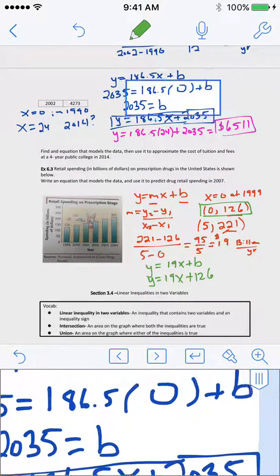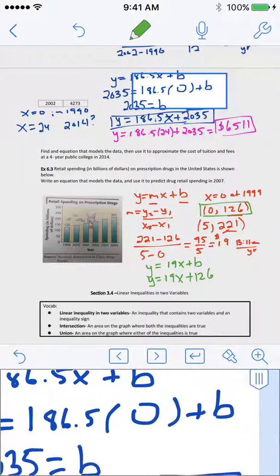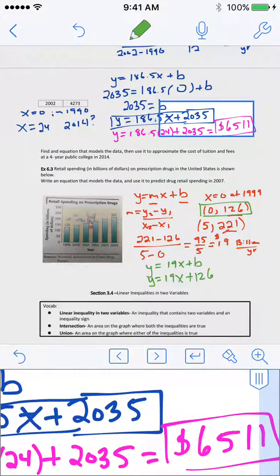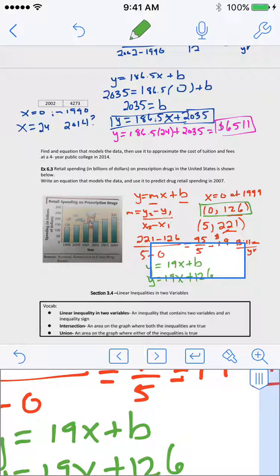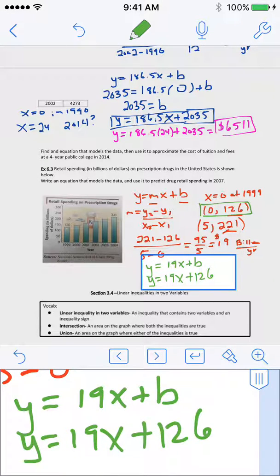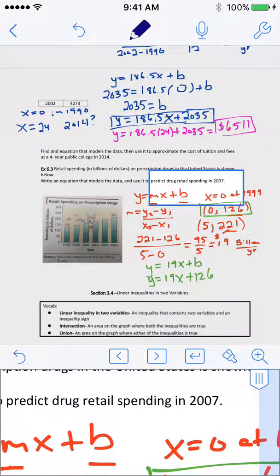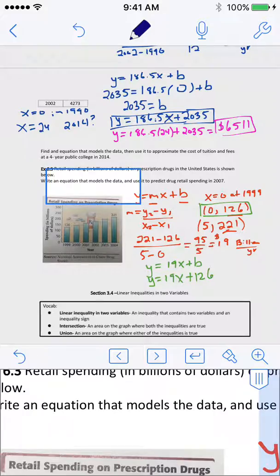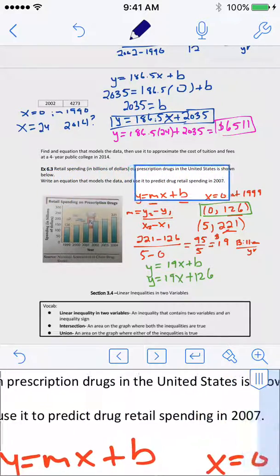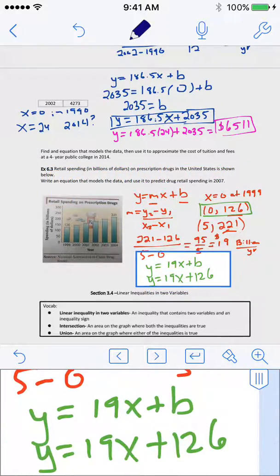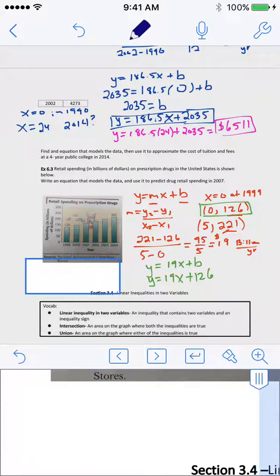We could have done that in the last one as well. Notice when we didn't, we used 0, we still got the same b, and that's totally fine. You're welcome to do that, but it's a little shortcut. If you see the 0 on the page, you're welcome to use that y-intercept. Last thing we got to do is actually solve for what they want us to solve for. So we found the equation that fit the data, but we need to use it to predict the drug sales in 2007. So let's take a look at that.